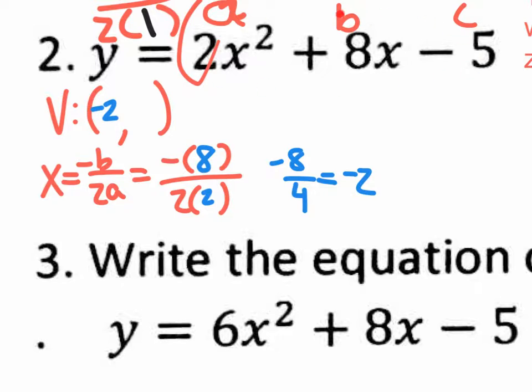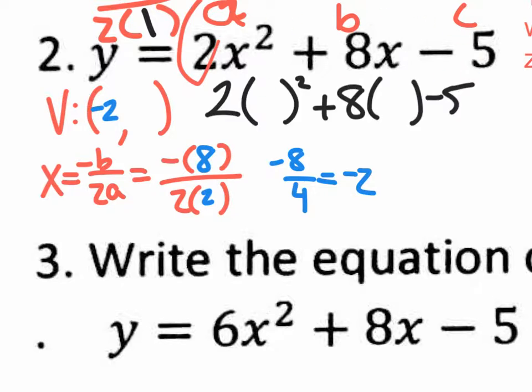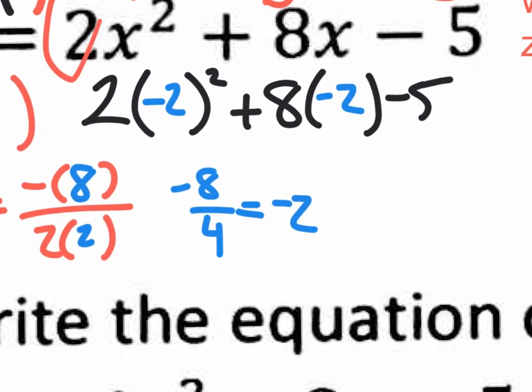Let me first rewrite this. So there it is, rewritten. Now let me plug in the negative 2 for x. Let me plug it in right here and right here. Okay, so now it's getting messy. Let's zoom in a little more.